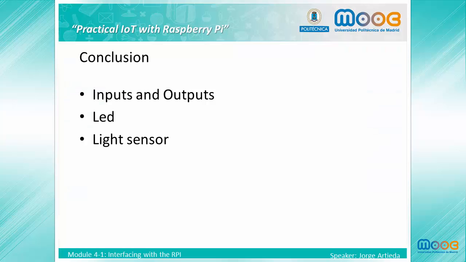In this lesson, we have seen that GPIO pins can be configured as inputs or outputs, and also how to connect a LED and a light sensor. In the next lesson, we will see how to connect more advanced sensors using a serial protocol.